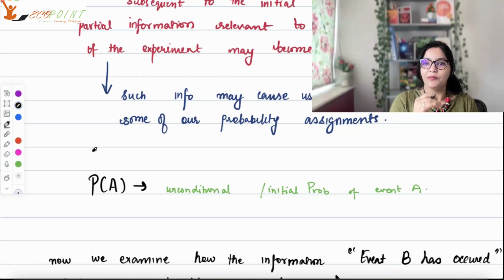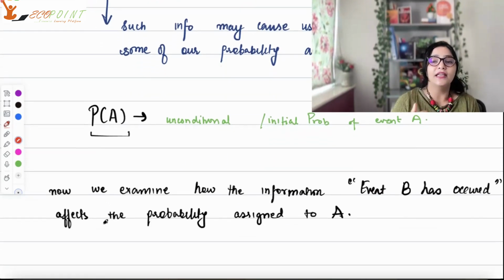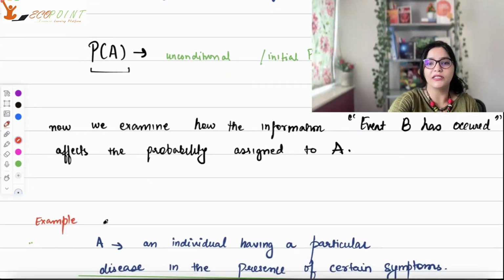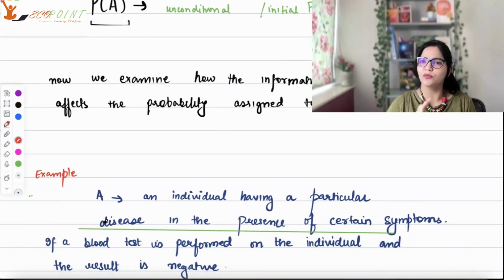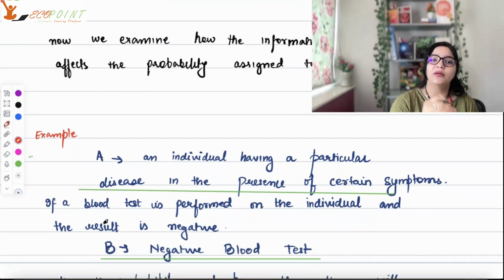So when we say probability A, this is unconditional. This is the initial probability of A, when we do not have any extra information. But suddenly imagine that you're bombarded with information that event B has occurred. Now I would want to revise this probability and I would want to know what happens to A given that B has already happened.